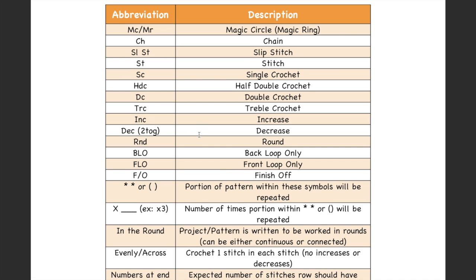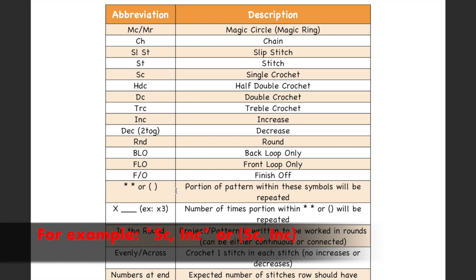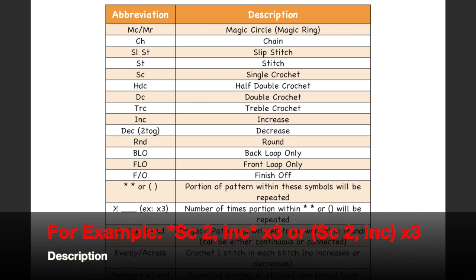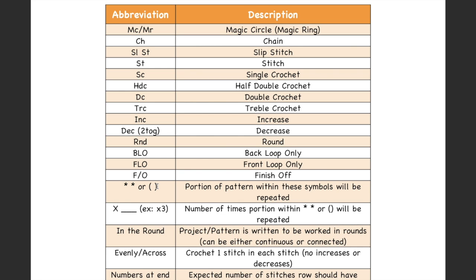Another one that I want to highlight is the asterisk or parentheses. When you see asterisks or parentheses, that's indicating that that portion of the pattern is going to be repeated throughout that row. Another thing that I want to point out is when you see X and then a number, an example is X3. This is saying times 3, which is the number of times that the portion within the asterisk or parentheses, like we just mentioned, will be repeated.